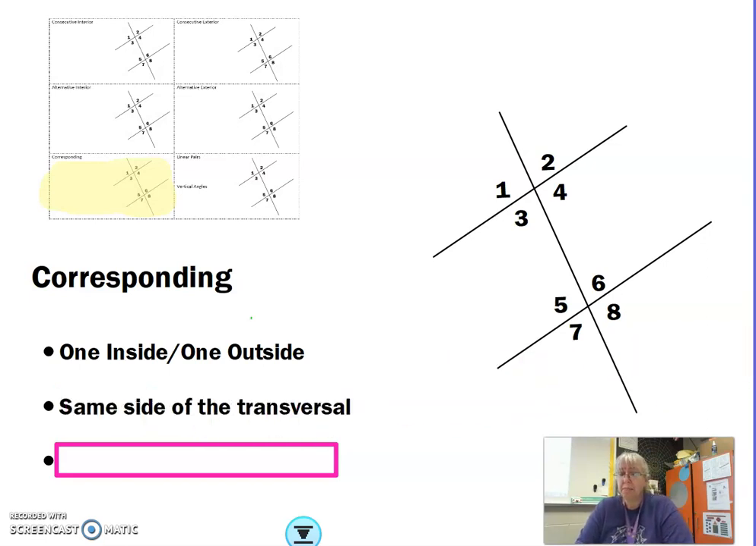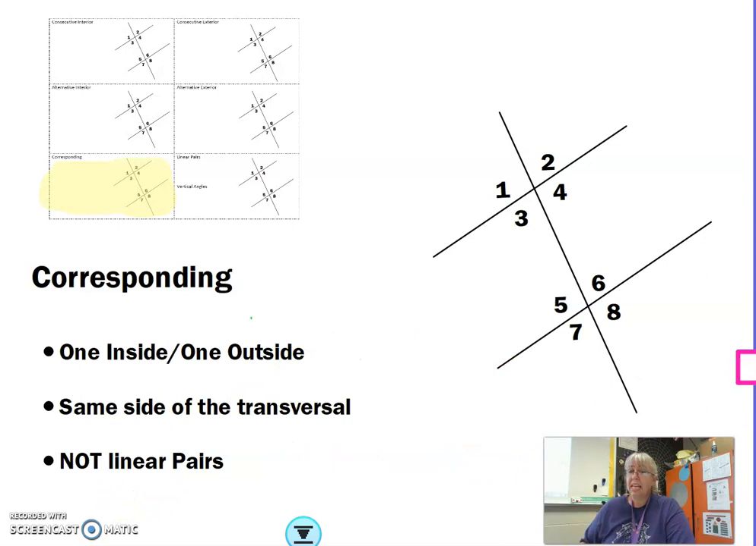They need to be on the same side of the transversal, but they cannot be a linear pair, so they're not adjacent. So if I look at angle 1, they have to be on the same side, so its partner needs to be one of these three. Now, it has to be inside, so that makes it one of these two, but it is not adjacent, so it has to be angle 5. If I started with angle 3, its partner would be down here at angle 7.